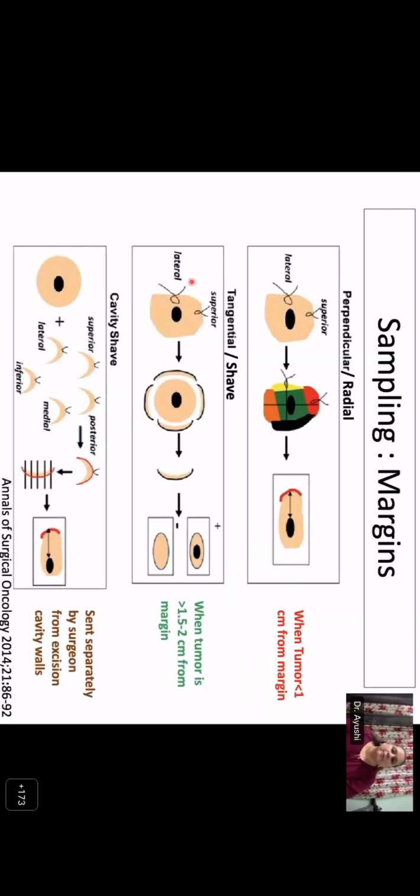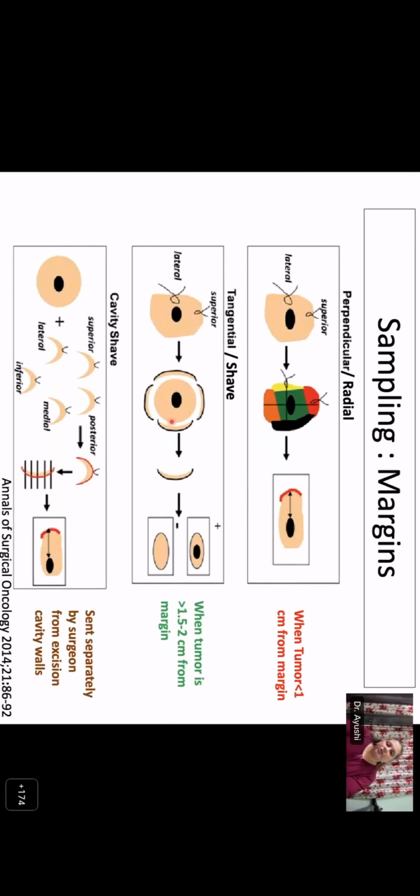Now coming to the sampling of the margins. We can take margins in different ways: either perpendicular or radial margins, and tangential or shave margins. It depends on the distance of the tumor from the margin. If the tumor is less than 1 centimeter away, we should definitely try to sample it in a radial manner, so that in the section we have the ink margin as well as the tumor, and we can microscopically measure the distance or identify involvement of the margin with the tumor.